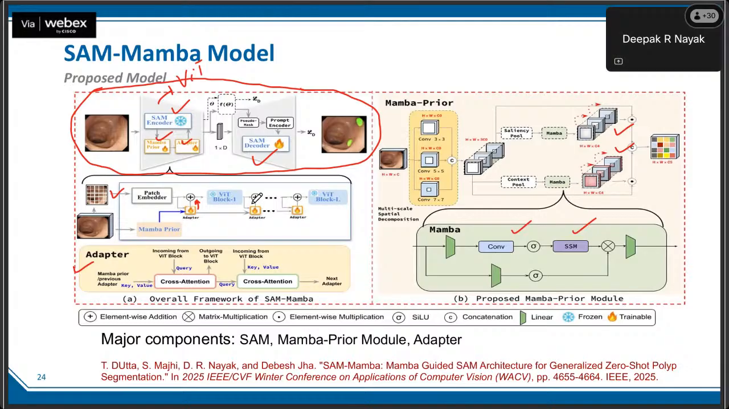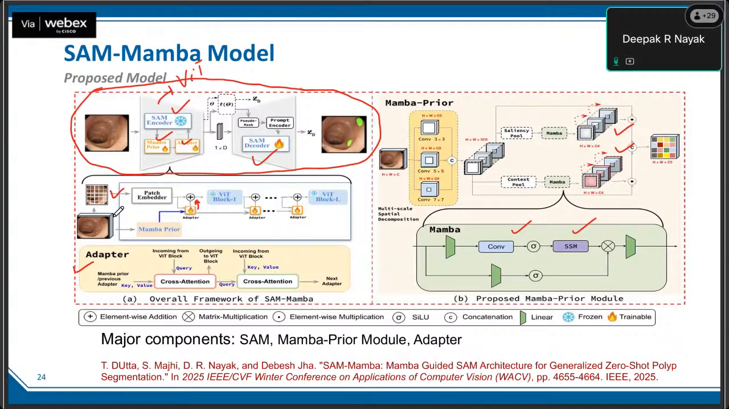So we have one more contribution here. One contribution is to follow this adapter-based fine-tuning and also introduce this Mamba-based prior to send some prior polyp-related information to the ViT block, right? And another thing, as I mentioned, SAM also has a decoder block, which consists of something called a prompt encoder, which always demands a prompt. So during inference time, it is difficult to actually find the prompts, right?